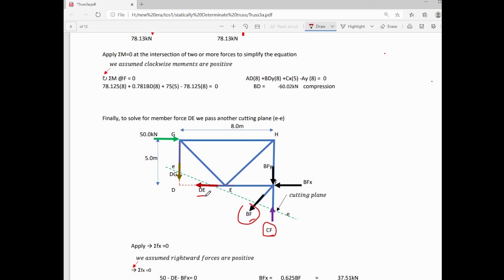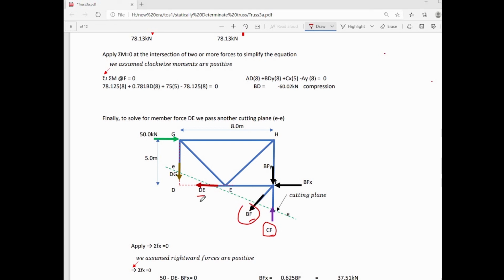Since we are assuming the direction of member force DE, after solving the problem, if DE comes out to be positive, then our assumption that that is under tension was correct. But if it is negative, then our assumption that that is tension was incorrect. It should be opposite of what we assumed and should be compression.